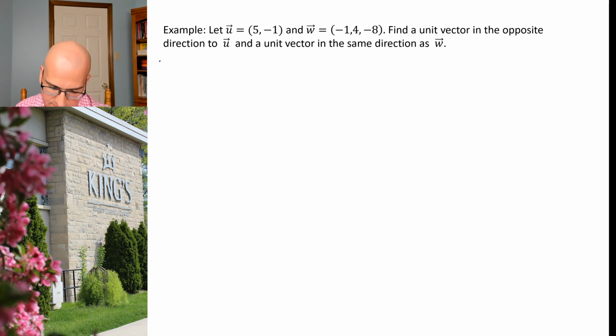A unit vector has length 1. So I want a vector that has a length of 1 and is either in the opposite direction to the original vector or in the same direction as the original vector. How do we force this to happen? So I'll tell you what the method is, and you can experiment for yourself, convince yourself that this is always going to work.